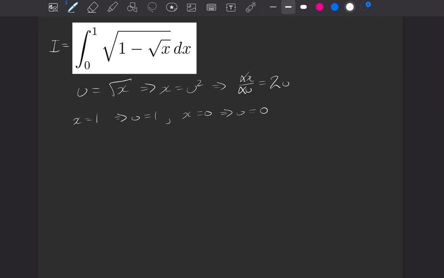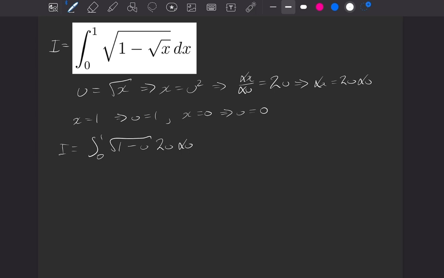But before we do that, we'll rewrite our differential. So we have dx as a subject, and we'll have then that's equal to 2u du. Lovely jubbly. So let's go and plug everything in. Our integral then is going to be equal to the integral from 0 to 1 of 1 minus u, all square rooted, multiplied by 2u du.